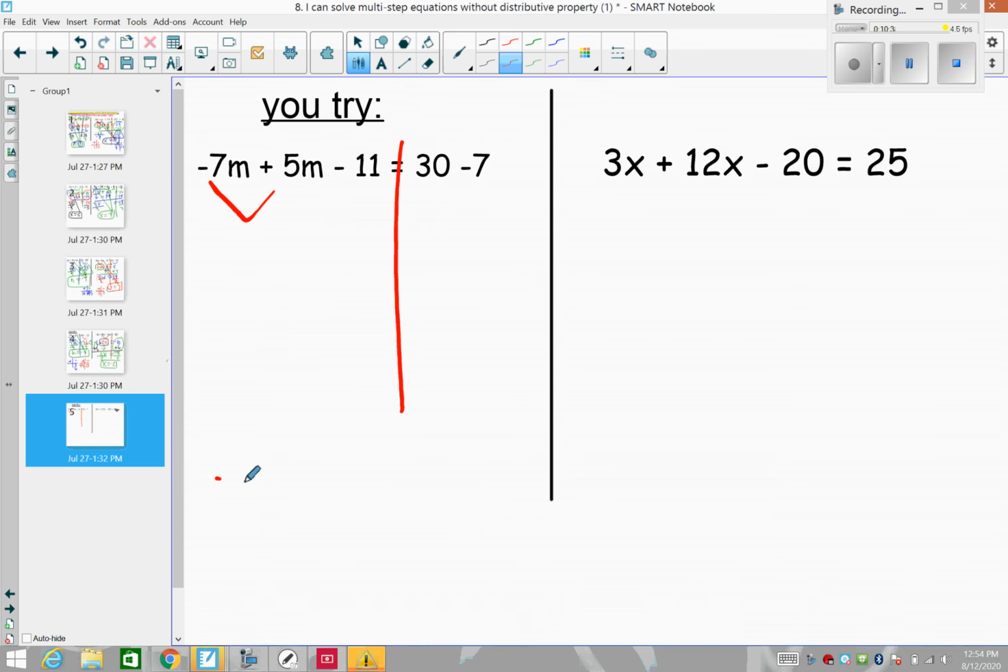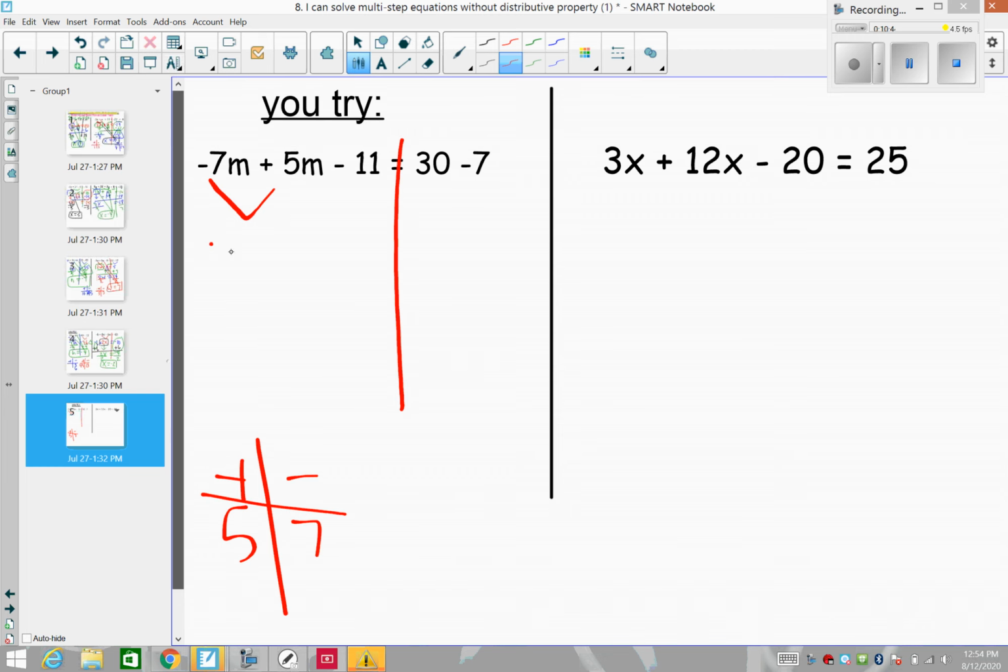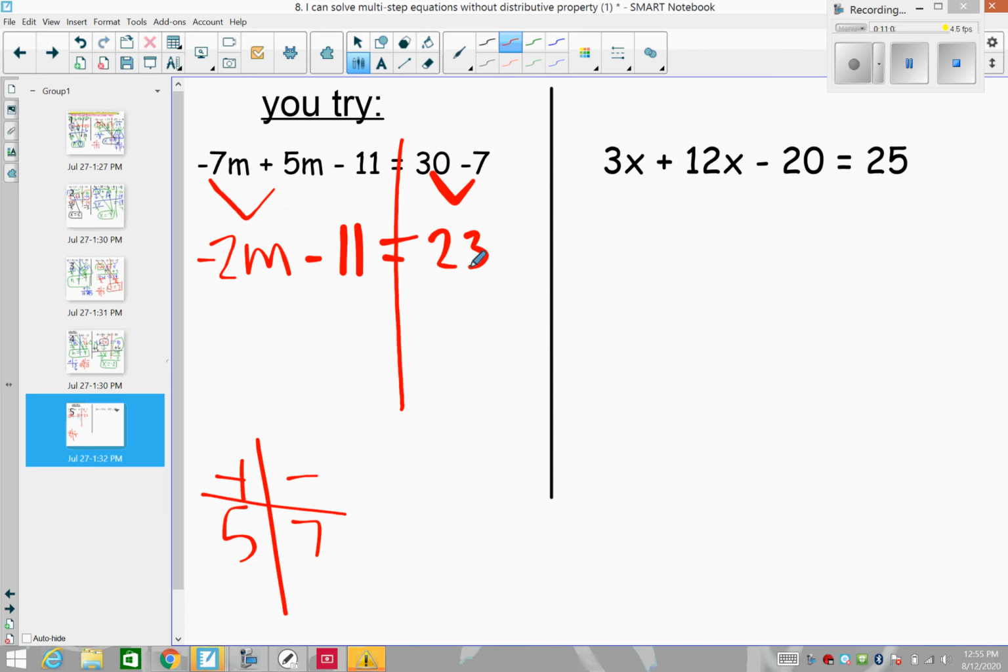If I tug of war these problems here, we have 7 players on team negative, 5 on team positive. That results in negative 2m. If I haven't used it, drag it down. I almost wrote an addition sign there, so I need to quick erase. The pen's working a little better today, thankfully. Drag it down. On the right-hand side, we could tug of war that, or from elementary school, you know that that value is 23.